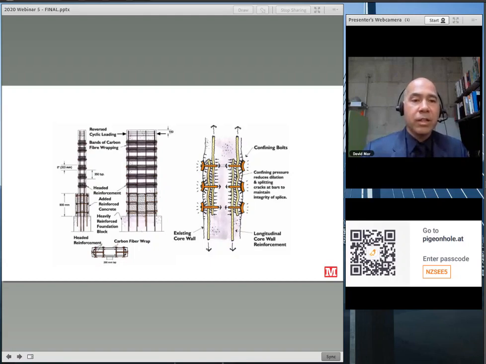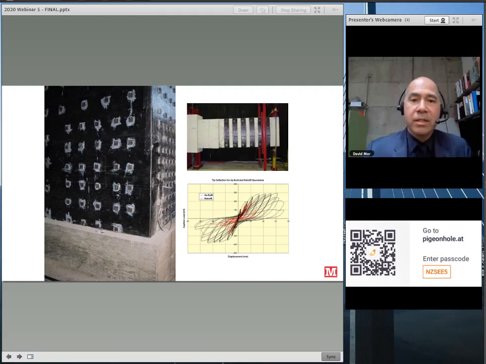And then here you see the carbon fiber. This concept was tested before the design. So upper right is the test setup that was at McGill University. Lower right, if you look at the two hysteretic loops, the red is the original condition. You see it's weaker and it can't displace very far, and the black is in the strengthened condition. The image on the left is the retrofitted wall with the carbon fiber and the strengthened pins.